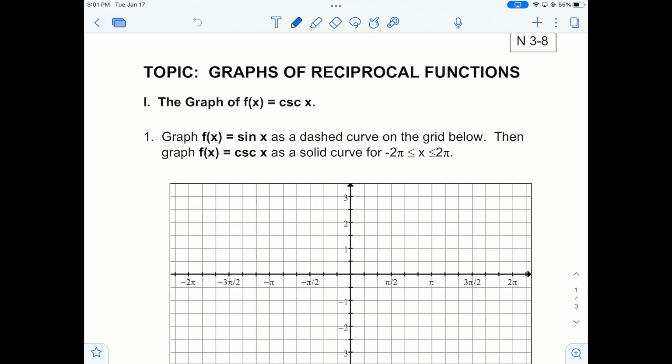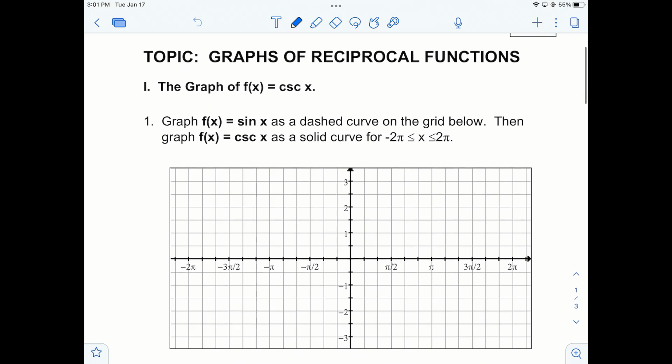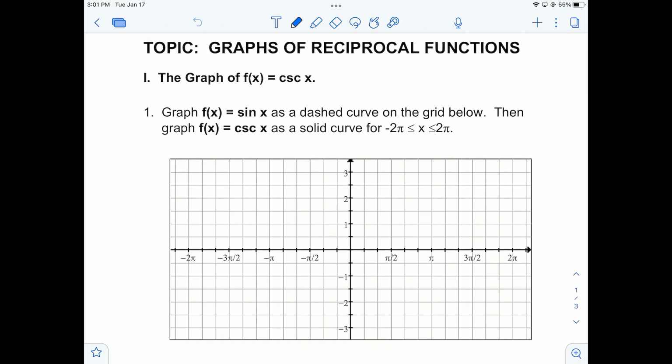Okay, so what we are going to be looking at is the graphs of reciprocal functions. And if you know the graphs of sine, cosine, and tangent, we are going to actually develop the graphs of the reciprocal functions from those things. So for the graph of cosecant, I want you to dot in really lightly the graph of sine. Now, hopefully that's something you can do very easily. So I'll give you a minute to do that.